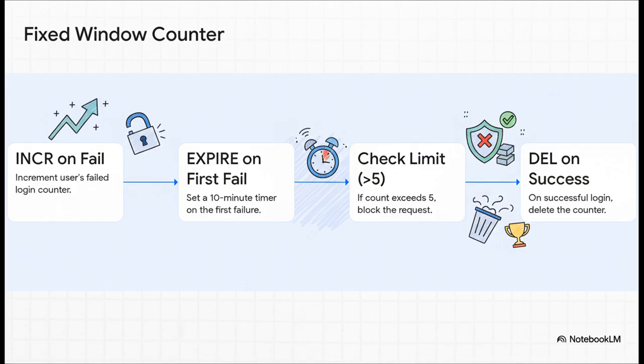If this is the first time they've failed in a while, if that count is now 1, we also set that counter to expire in, say, 10 minutes. Then, on every attempt, we check, is the count greater than 5? If it is, sorry, request rejected. And of course, if they finally get the password right, we just delete the counter. Clean slate, it's so simple and so powerful.